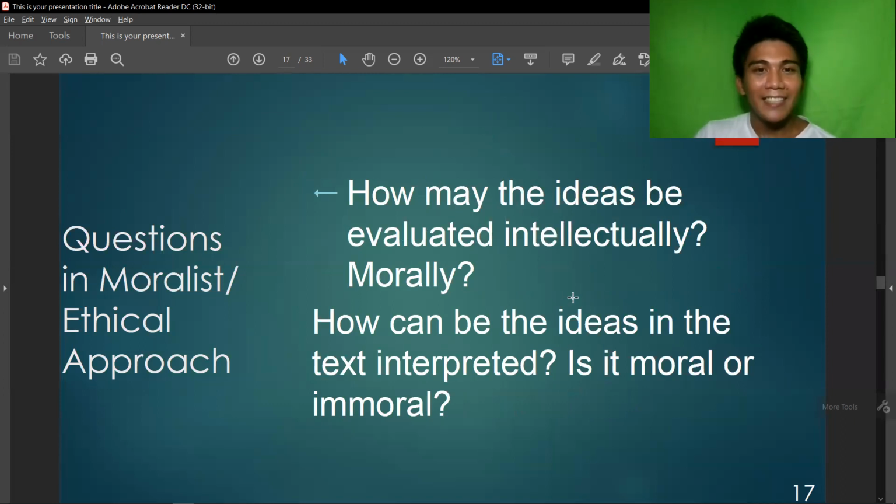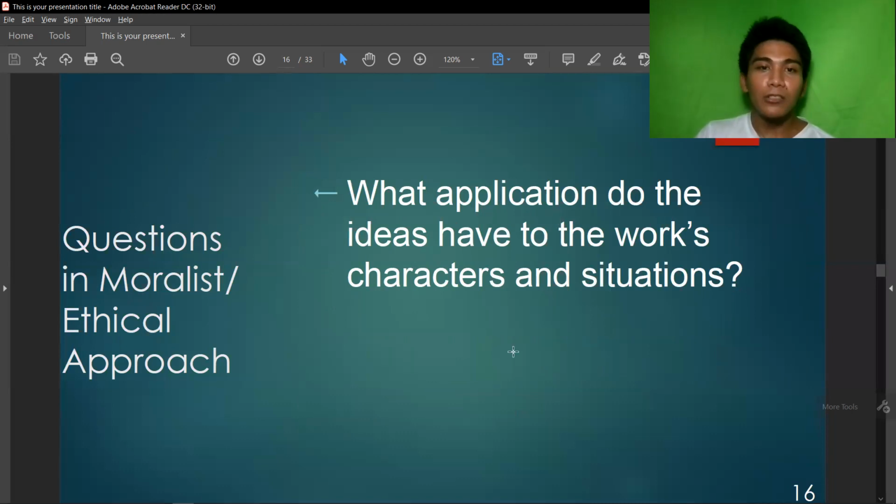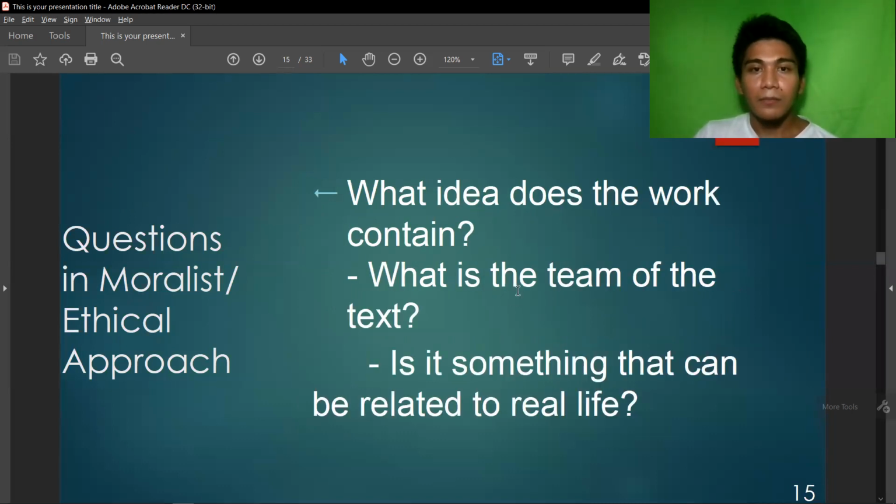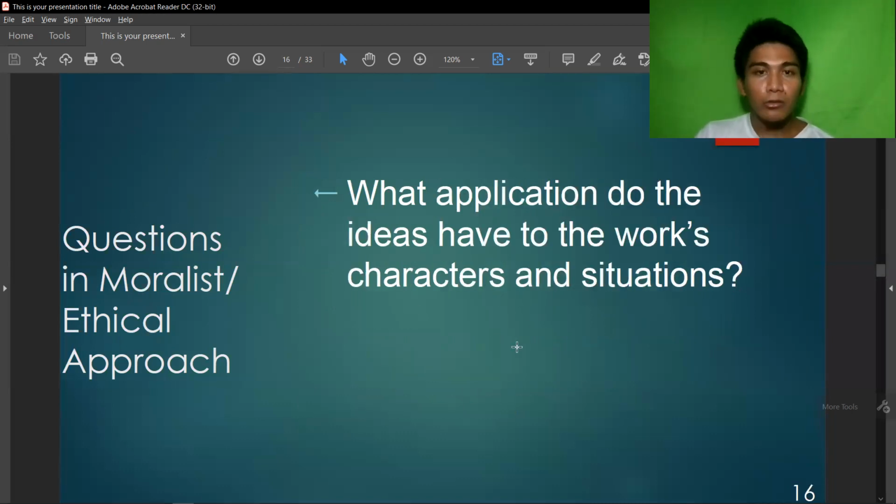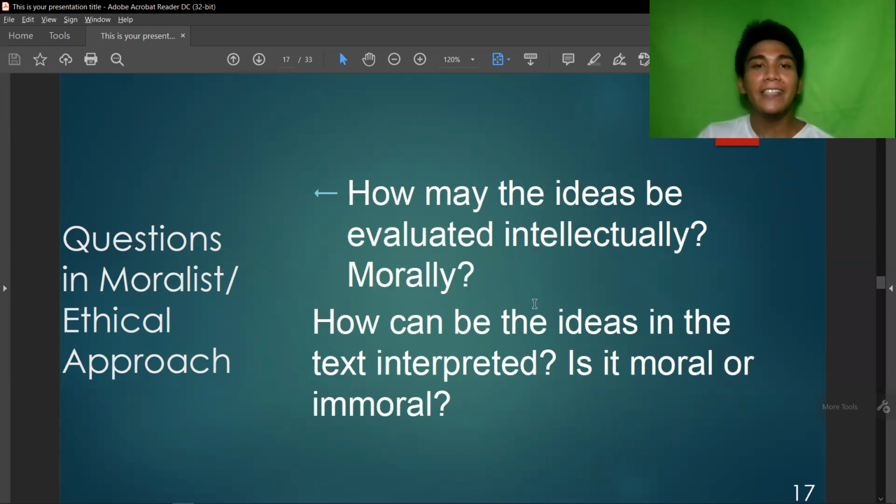What applications do the ideas have? What application do the work's ideas have to the work's characters and situations? And lastly, how may the ideas be evaluated intellectually or morally? How can the ideas be interpreted? Is it moral or immoral? You will apply it to the decisions of the characters or to the events that happened, to see if they are moral or immoral.